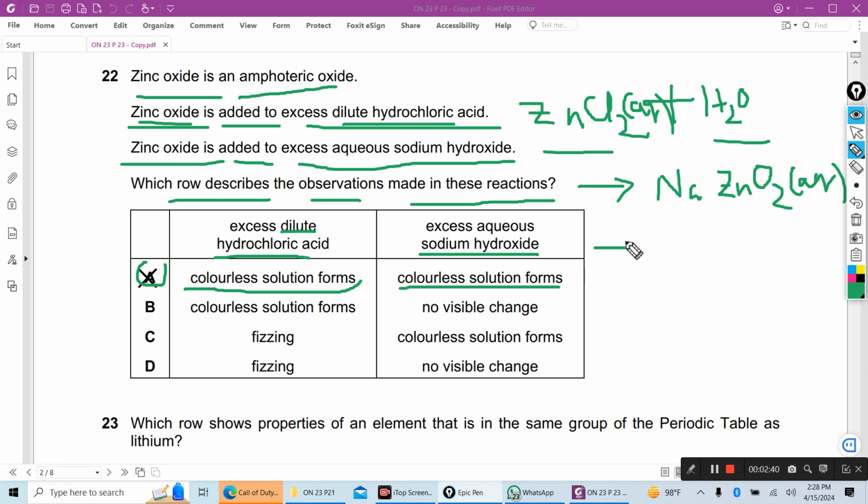Or you can write zinc oxide reacts with aqueous sodium hydroxide to produce the zincate complex ion, ZnO2 2-, or Zn(OH)4 2-. This is an aqueous solution. This is a colorless solution formed. So A is the correct answer.